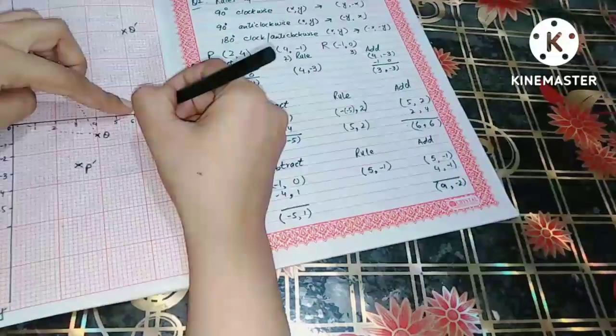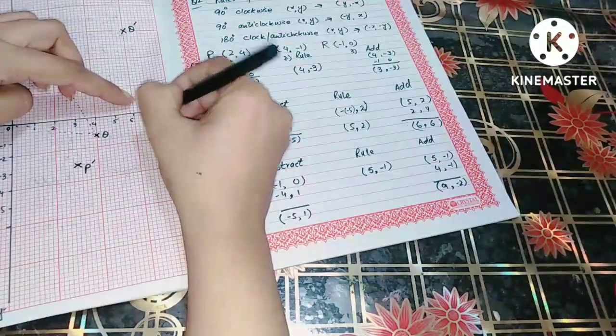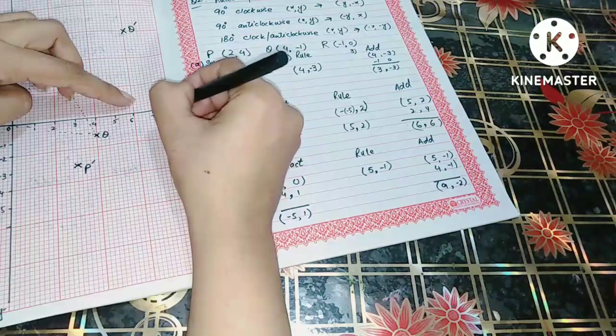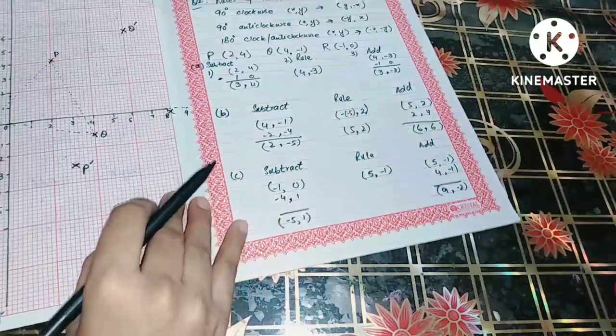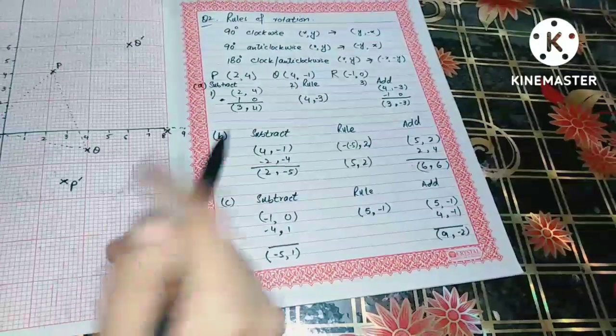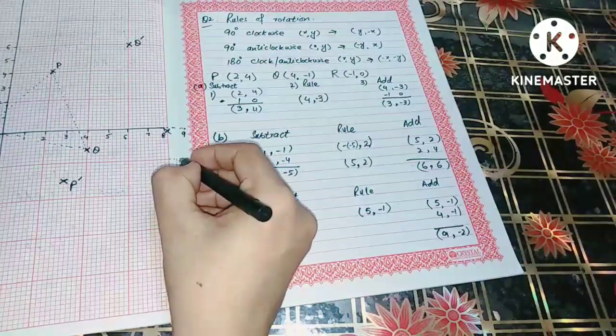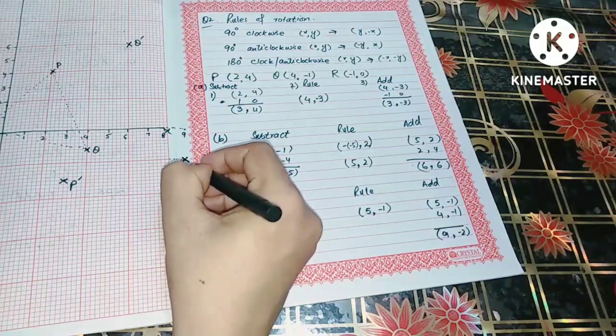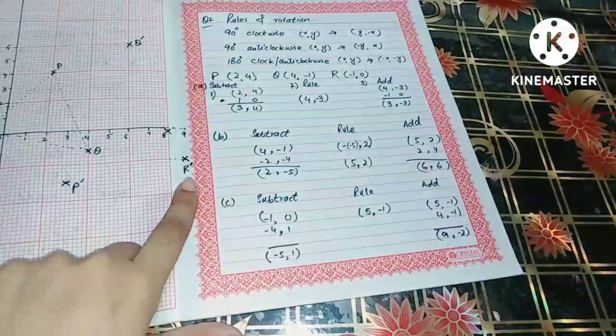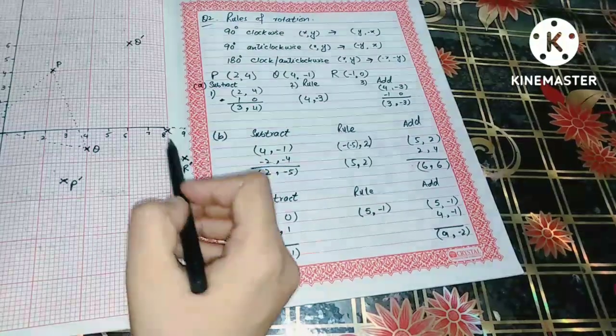So 6, I'm going to write down more points: 7, 8, and somewhere here 9 will come. It will be 9. So 9 and minus 2. It means that your new point will be here. So this is your rotated point.